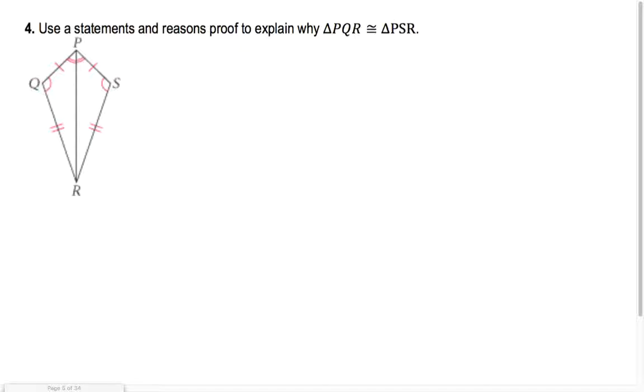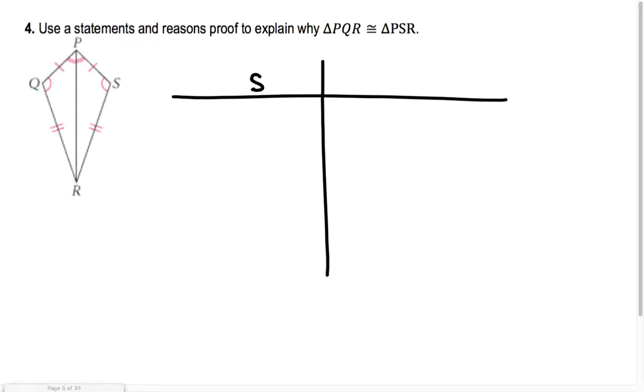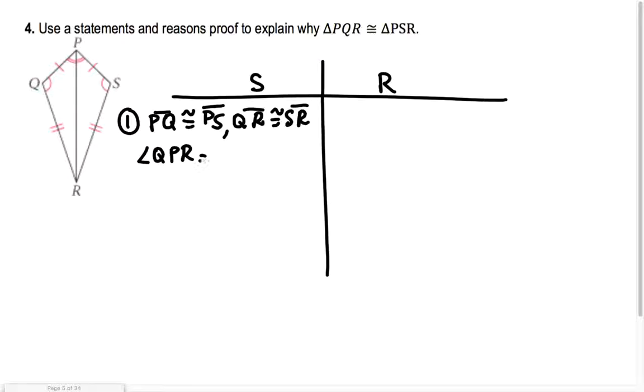Use the statements and reasons proof to explain why these are true. So we're going to go through all of them. So statements, reasons. What were we given first? So we were given that PQ is the same as PS. We were given that QR is the same as SR. We were given some angles too, right? So I'm going to say angle QPR is congruent to angle. So notice the order I went, QPR. So what am I going to do for this one? How about SPR? Do you guys see it?